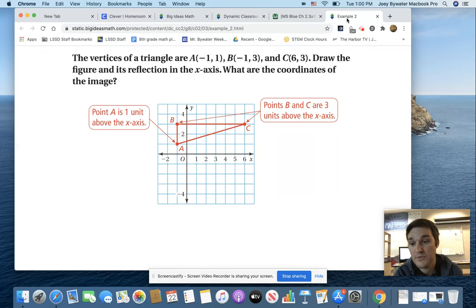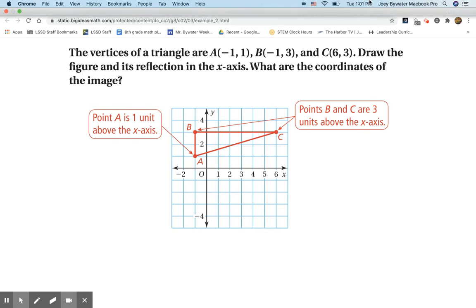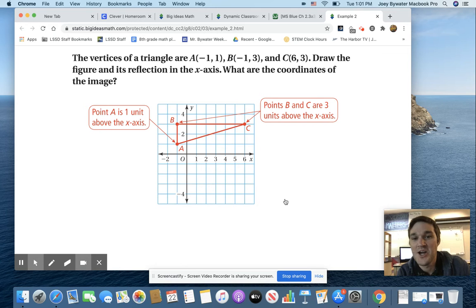Here's one example that you may come across in your assignments. So you're given an original figure, and we are asked to, where did my face go? I kind of want my face in this still. There I am. I'm asked to take this triangle and reflect it in the x-axis. All right, so my little trick is the counting method.